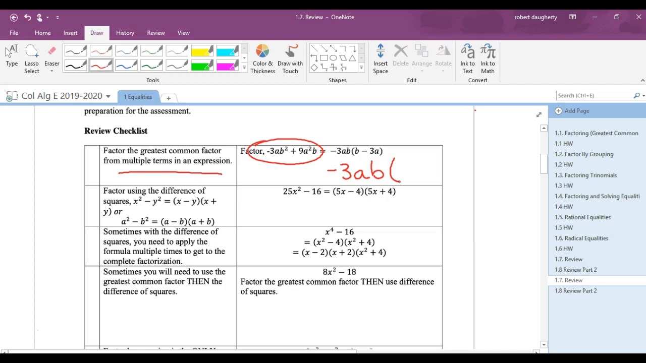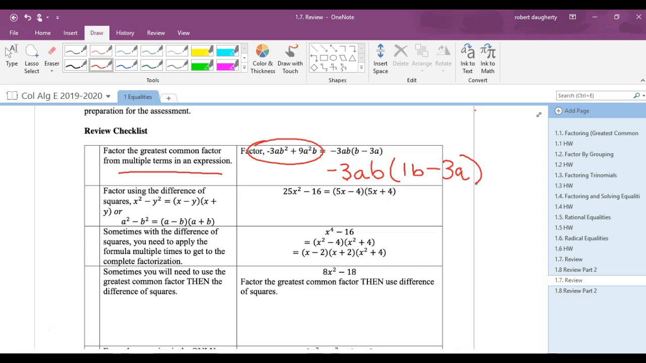And now it's all about backtracking. What do I multiply a -3 by to get -3? Well, that's just going to be a 1, so I can write that. What do I multiply a by to get a? That's 1. What do I multiply b by to get b squared? So that's just going to be b. Okay. And then I look at, what do I multiply a -3 by to get a +9? That's going to be a -3. What do I multiply a by to get a squared? That is a. What do I multiply b by to get a b? That is just b. So your answer is -3ab, and then b minus 3a.